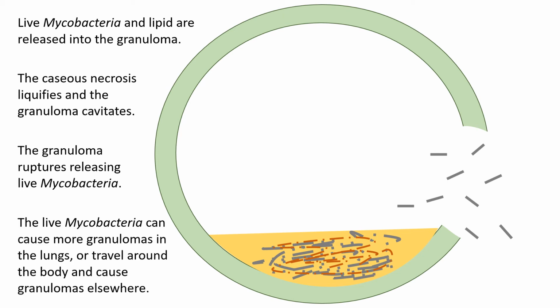So the live mycobacteria can now cause more granulomas in the lungs or travel around the body and cause granulomas elsewhere. And this is where we were saying, yes, you might be aware of TB of the spine or TB of the kidney, but originally it will have been inhaled. There will have been a granuloma in the lungs, albeit a small one, that then ruptured and released this live mycobacteria so it can travel around the rest of the body.